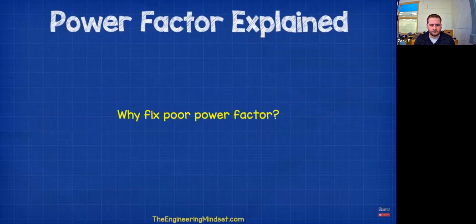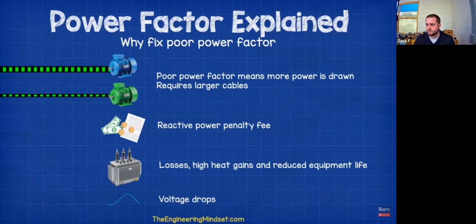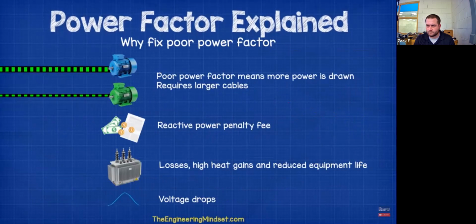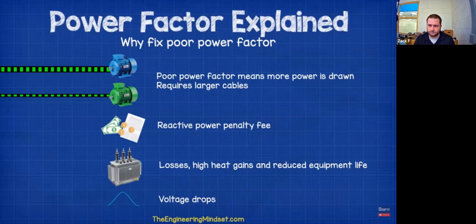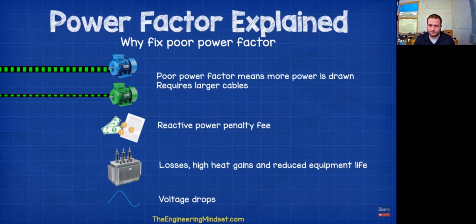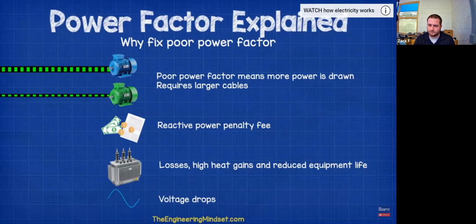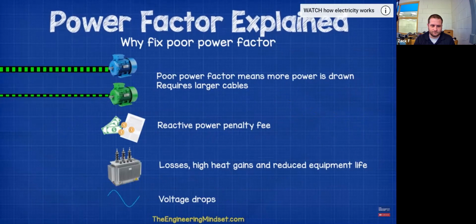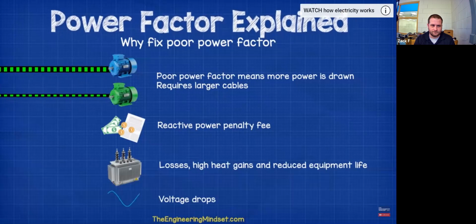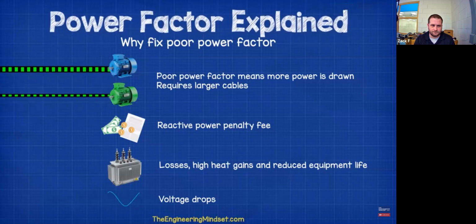So why should we fix poor power factor? Poor power factor means you need to draw more power from the electricity network to do the same amount of work. Therefore, the cables need to be larger, so the installation is going to cost more money. If the power factor becomes too low, then the electricity supplier might charge you a penalty fee or a reactive power charge. Poor power factor can cause losses in equipment like transformers and leads to high heat gain. It can lead to voltage drop and can even reduce the life expectancy of equipment in extreme scenarios.